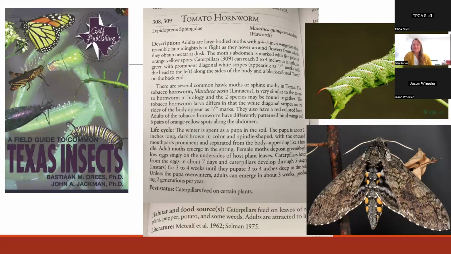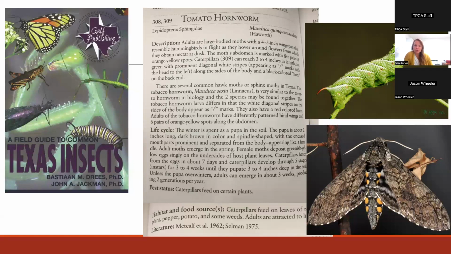Maybe you're not familiar with them, but they are a pretty large worm here. If we look at the description of them, 4 to 5 inches is how large they can be. Oh, sorry, that's talking about the adult. Let me see if it says the size of the hornworm. Oh, it doesn't say. Okay, so the hornworm, 3 to 4 inches. There we go. So 3 to 4 inches in length.